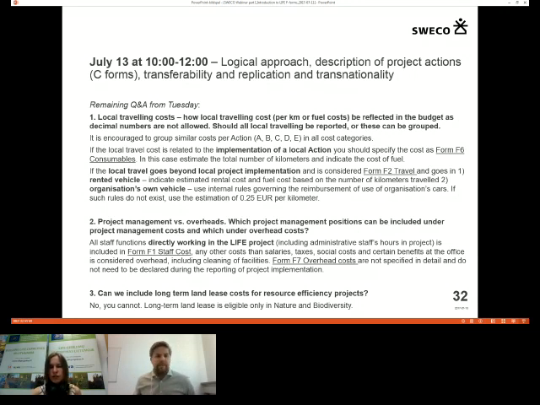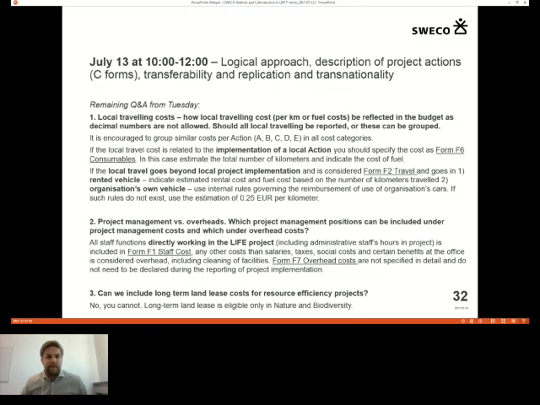Yes, so this is our second session out of 3 concerning the LIFE program. Today we will get right into business, except answering a few questions. We'll speak about the logical approach or the logical structure of a project. We'll go into detail with the different project actions, the C forms, and we will speak a little bit more about transferability and replicability as well as transnationality of a project, as many of you want to hear a little bit more about this. And it fits quite well to bring up when we anyway discuss the project actions.